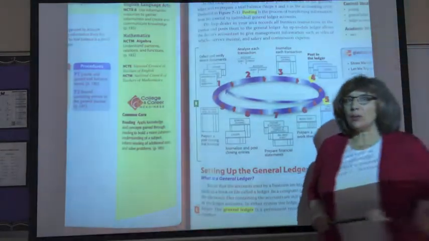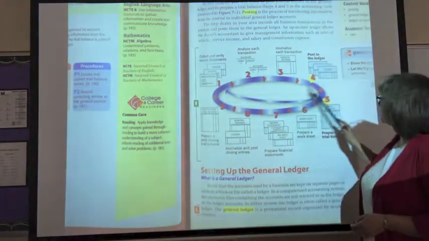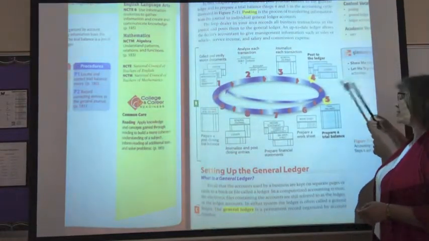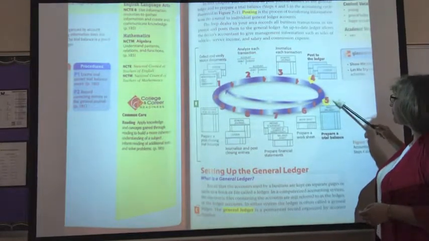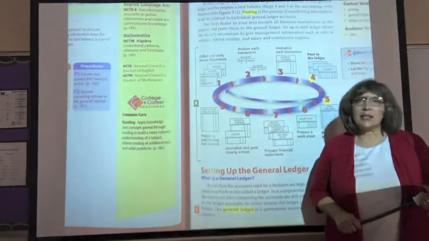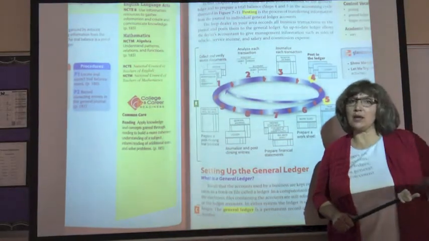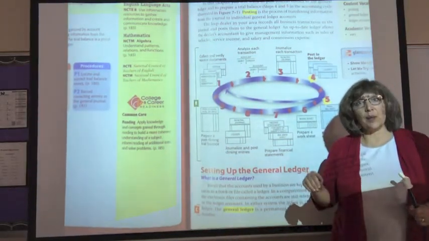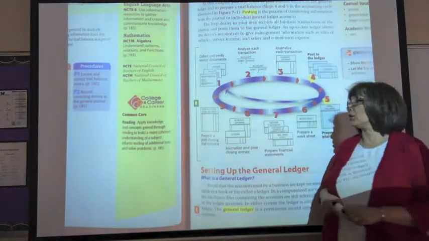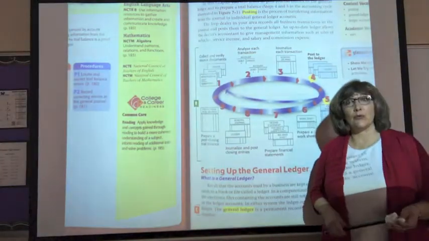Okay, now that you know how to post from the journal to the general ledger, that was step 4. We're going to follow up with step 5, which is to prepare a trial balance. In the past, I've always had you add up all the debit normal balances and all the credit normal balances to check to see if they were in balance, if they equaled each other. Well, that's what a trial balance is going to do in just a little bit more of a formal format.